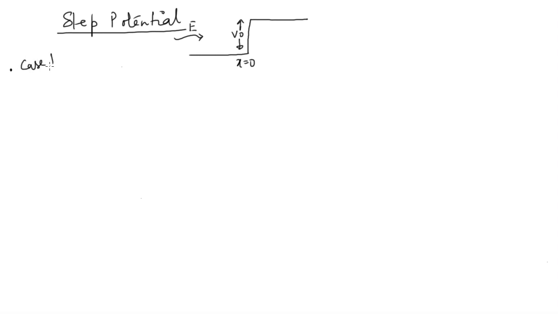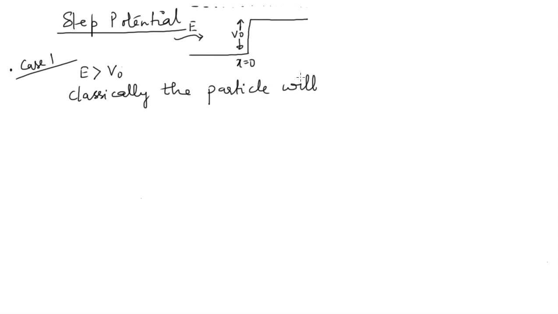Case 1, E greater than V naught. That is, the particle is like this. Then I claimed that classically the particle will cross the barrier because its energy is greater than the potential barrier. Okay, it will always be transmitted.